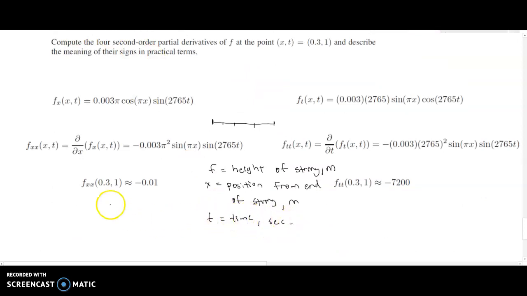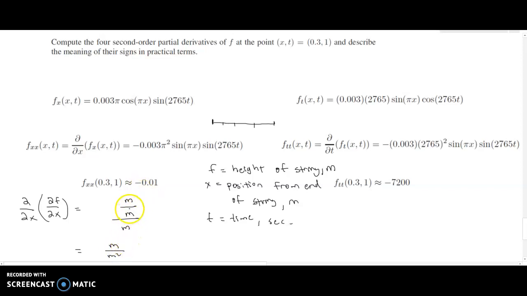So now we can easily get our units. f sub xx, remember, is the derivative of f with respect to x, and the derivative of that thing with respect to x. So if I look at the units, f has units of meters, x has units of meters, and then if I take the derivative of that with respect to meters, that's going to be meters per meter, which is going to be meters per meter squared.